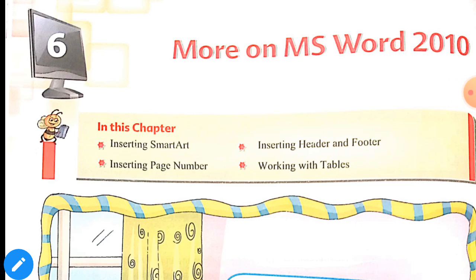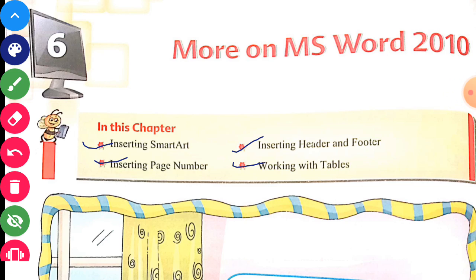The name of the chapter is More on MS Word 2010. In this chapter, we will know about inserting smart art, inserting header and footer, inserting page number, and working with tables. So now let's come to the chapter.